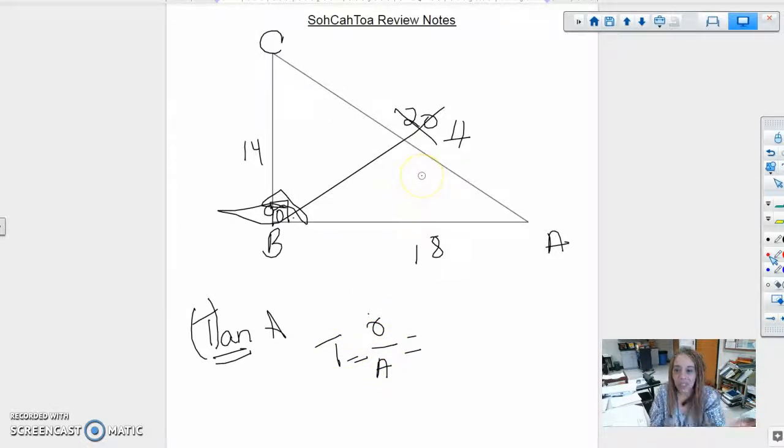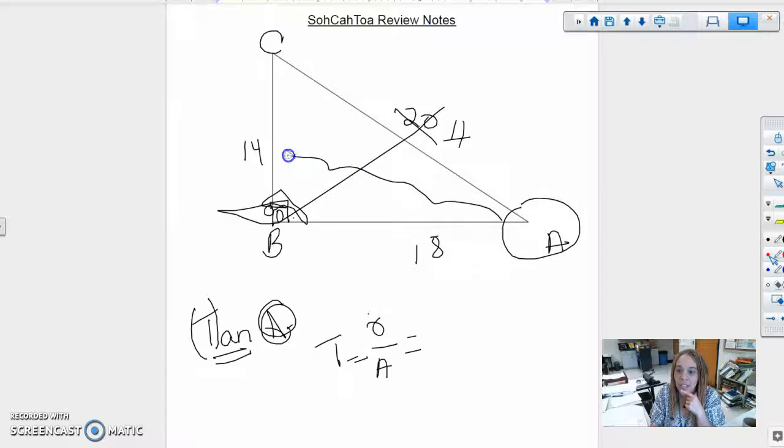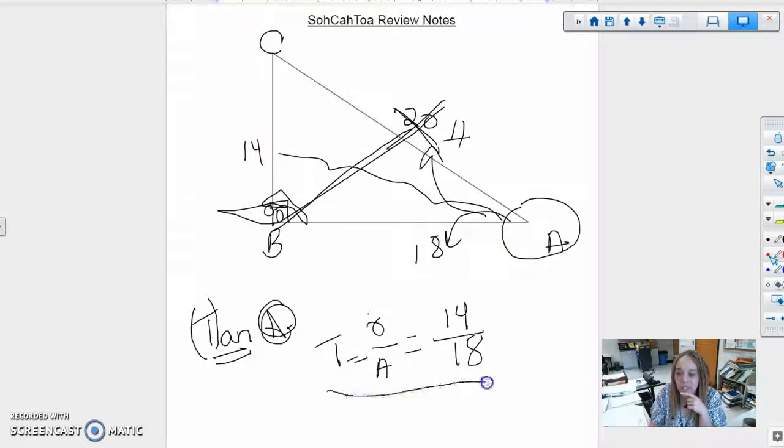So what did we say was the opposite to angle A? I know I'm working with angle A because it said tangent A. So I'm going to circle the A. Opposite of A is 14. And then next to A is 18. Actually, 20 is next to A too, but 20 cannot be adjacent because it's the hypotenuse. Okay? So tangent A is 14 over 18.